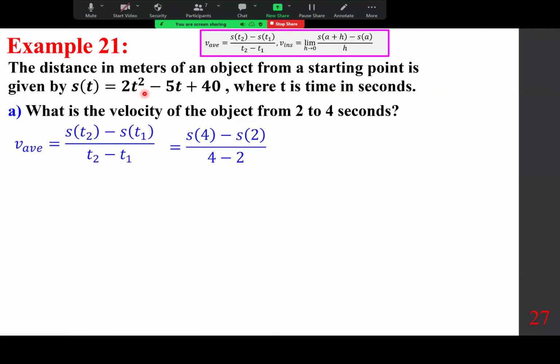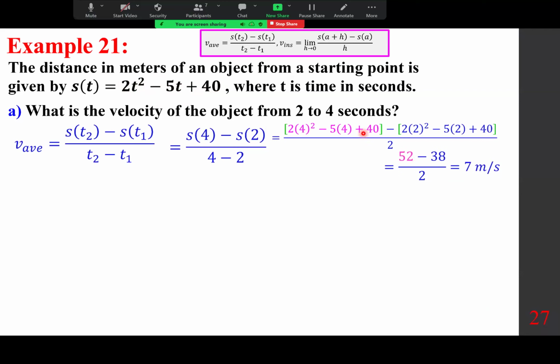We're going to plug in 4 here. 2 times 4 squared minus 5 times 4 plus 40 minus. We're going to plug in 2. 2 times 2 squared minus 5 times 2 plus 40. And the denominator is simply 4 minus 2. Simplification will result in 52 minus 38 over 2, which is 7 meters per second. This is the average velocity from 2 to 4 seconds.